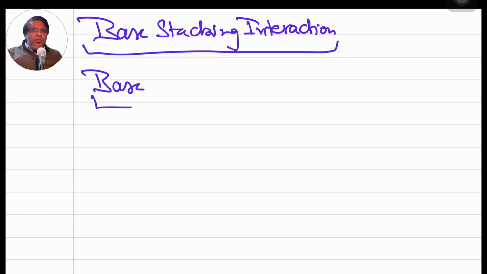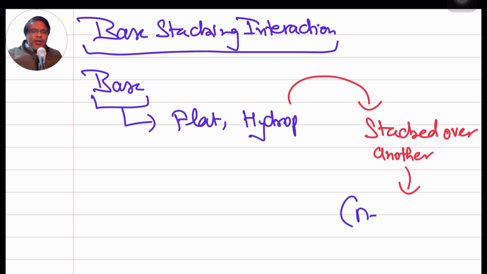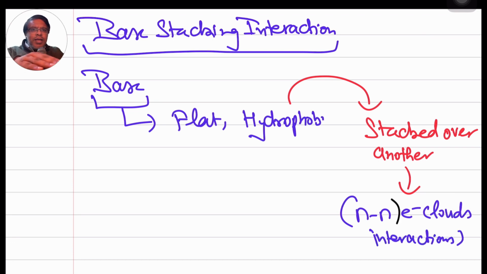Same way here, what you are going to have is base stacking interaction. I have told you that the bases are flat and hydrophobic. So when these hydrophobic bases are stacked one above the other, what is going to happen? They are going to be stabilized by these pi-pi electron cloud interactions.